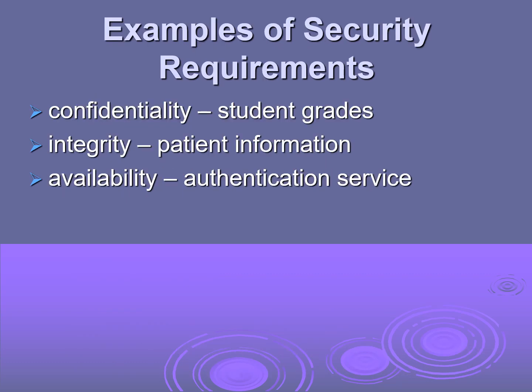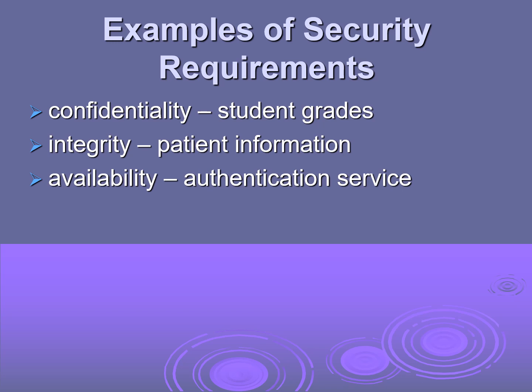Examples of security requirements. We have three types of security requirements: confidentiality, integrity, and availability. Already we have discussed this. Confidentiality, in the sense of student grades. Integrity, for example, patient information. Availability, for example, an authentication service. Confidentiality means the student grades, for example, need to be seen only by the concerned person, concerned teachers, etc. It may not be revealed to everyone. For example, a fellow student may not be able to access the student grades. So that is confidentiality, and how confidentiality is ensured.